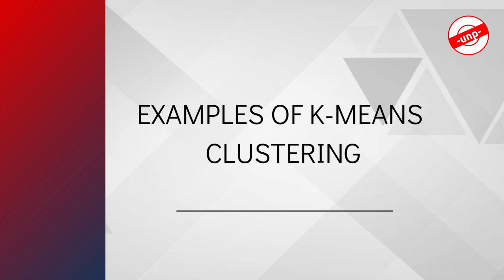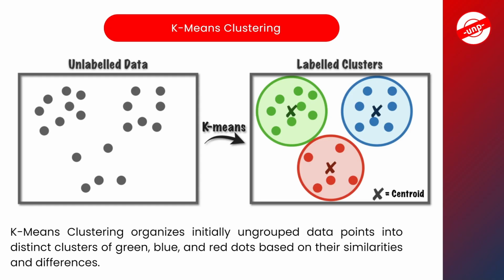Now let's understand K-means clustering better using an example. Before applying K-means clustering, we have a bunch of data points that are ungrouped and don't have any labels or categories. After applying K-means clustering, these data points are sorted into clear and distinct clusters. For example, the data points are now grouped into green, blue, and red dots based on how similar or different they are from each other.